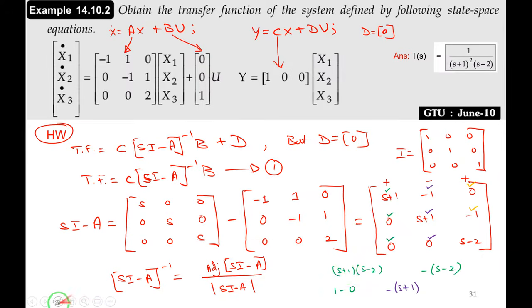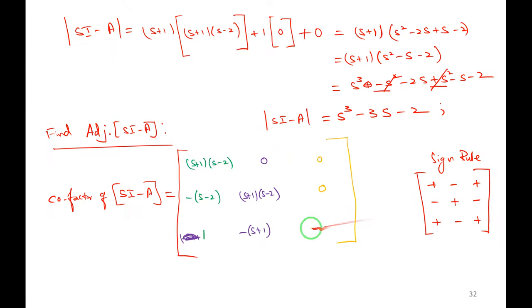Then the last element, the cofactor of this S minus 2, I want to find out. So leave this column and leave this row. (S plus 1) whole square, 0 into this, so (S plus 1) whole square I am getting. So (S plus 1) whole square. I hope it's correct. Then I have to take care of the sign rule.